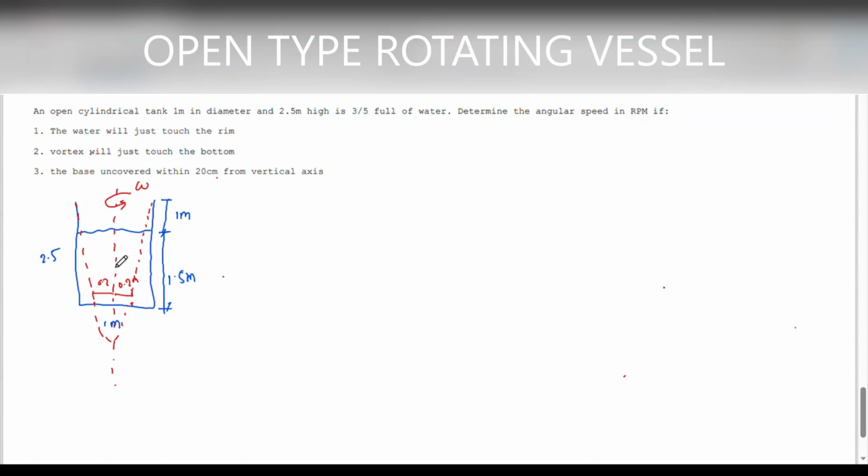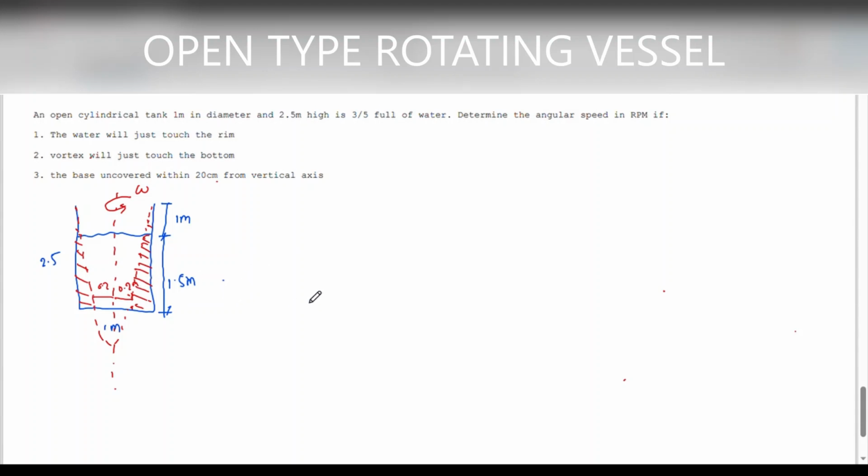So meaning, as our angular speed goes higher, the only liquid that will be retained in our tank is this one. So we can actually conclude that some liquid will be spilled in this situation.